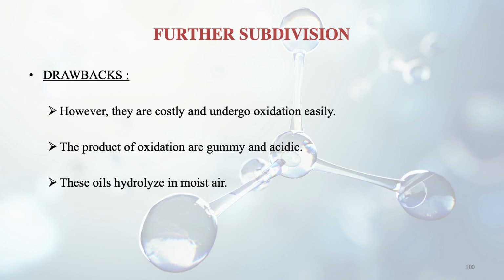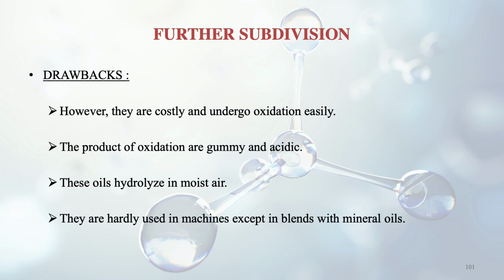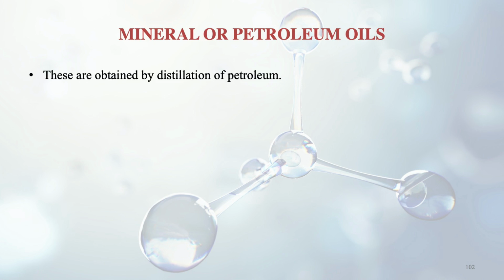And these oils hydrolyze in moist air. So that is a drawback, because then they will have water inside also. And they are hardly used in machines except in blended oils. Then we have the mineral or the petroleum oils. So these are obtained by distillation of petroleum. We must have read in certain subjects, like in chemistry also, there is the fractional distillation of petroleum. We get the petroleum products. So that is what the petroleum oils are.